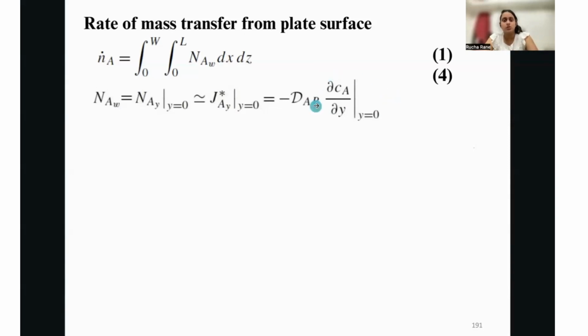Now we will substitute this term into equation number 1. But this dCA by dy at y is equal to 0 is difficult to determine practically.